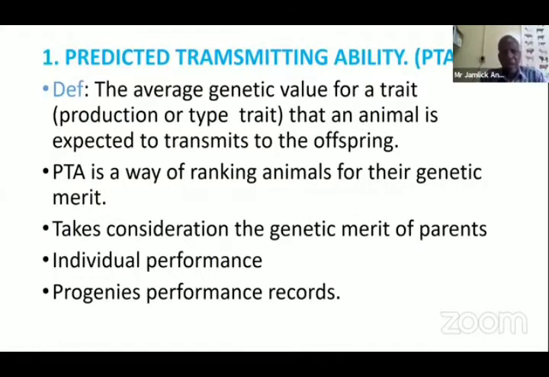Now, predicted transmitting ability. This is normally defined as the average genetic value for a trait that an animal is expected to transmit to the offspring. So when we do genetic evaluation, we are actually predicting the genetic value that an animal is expected to transmit to the offspring. And this is just a way of ranking animals for their genetic merit. And as we said from the beginning, it takes into consideration the genetic merit of parents, individual performances, and the progeny performance records. So it takes all this together to come up with the prediction.